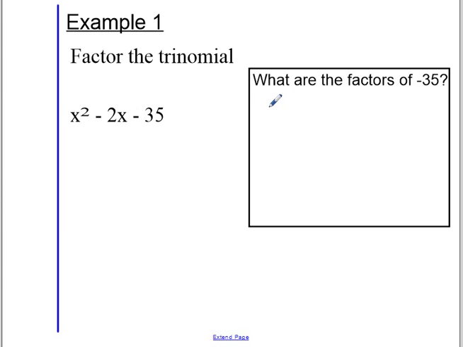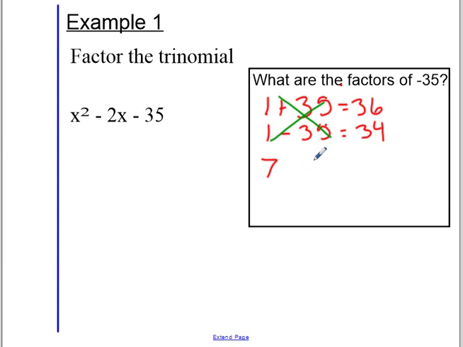One set of factors, of course, is 1 and 35, because 1 times 35 is still 35. If I try to add these two together, I get 36. If I try to subtract these two, I get 34. Neither of these are our negative 2 in the center. So this combination of 1 and 35 is not working for us. There must be another set of factors that will help us.